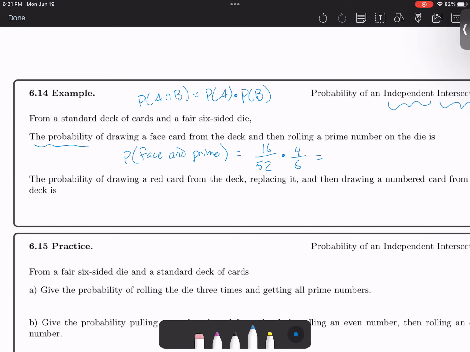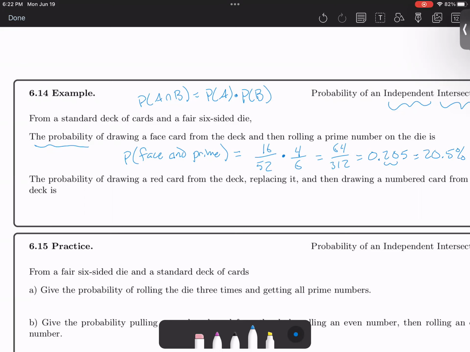So when we go through this, 16 divided by 52 times 4 divided by 6 gives you 64 over 312. So there's 312 total universes that open up when you draw one card and then you roll the 6-sided die. And out of those 312, there are 64 that satisfy the condition that the card was a face card and the die roll was a prime number. If you simplify this, you get about 0.205 or 20.5%.